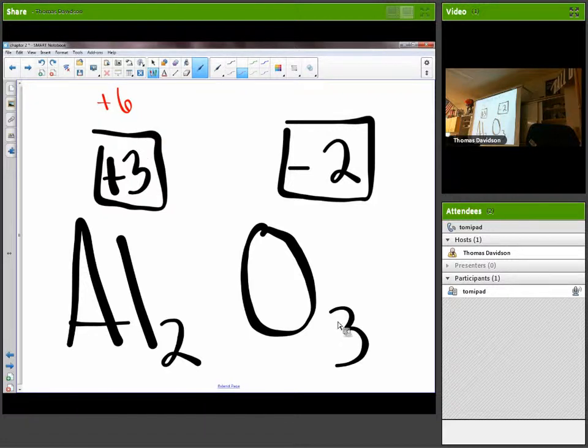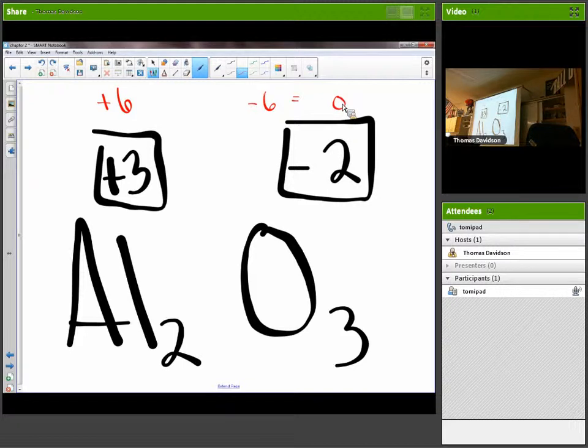All right, now, there are 3 oxygens, and each one of them is a -2. So, what is the total charge the oxygen contributes to this molecule? -6. If I add these two together, what do I get?